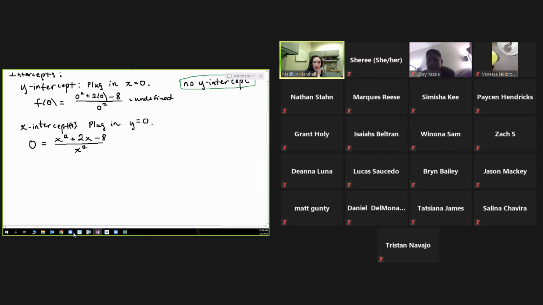So we can actually make this equation simpler because we have a fraction equal to 0. So we actually don't care about that denominator. In order for this whole function to equal 0, the numerator has to be 0. You can also think of that as cross multiplying. If we cross multiply, the x squared just goes away. So really all we have is 0 equals x squared plus 2x minus 8.